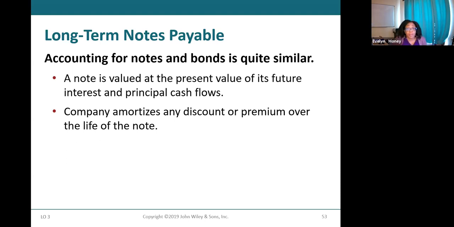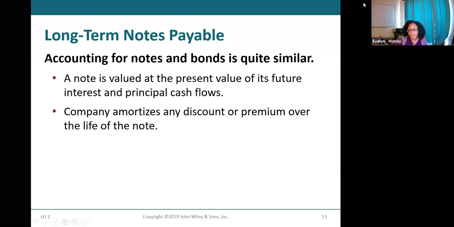So how we account for bonds and notes is very, very similar. The same way I can issue bonds at a discount or a premium, I can issue notes payable at a discount or a premium. We still need to amortize the discount. We still need to amortize the premium. And we still value the note at the present value of all of the future cash flows, which include the maturity or the principal amount of the long-term notes payable, as well as the interest payments.